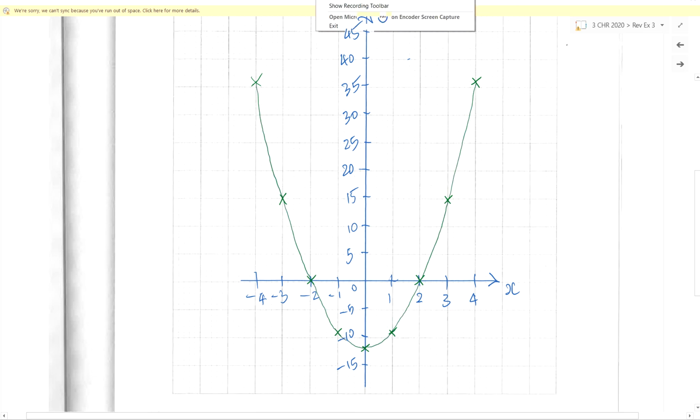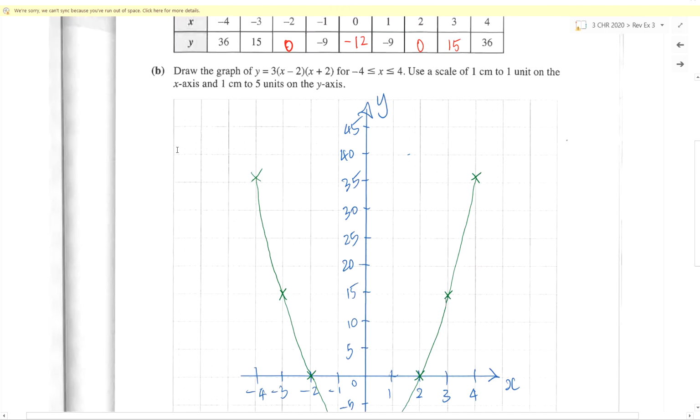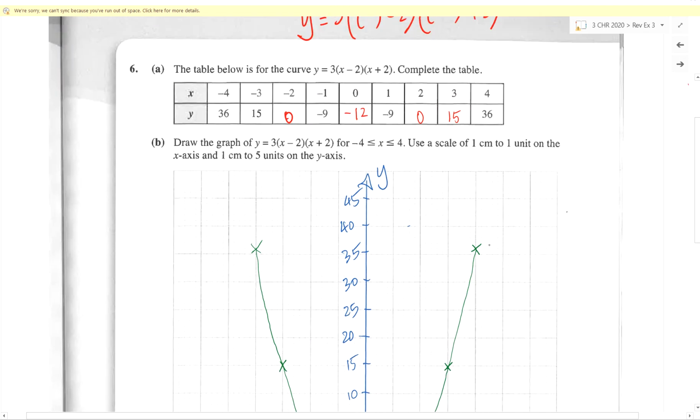We need to label. What's the name of this graph? Y equals to 3 times of x minus 2, x plus 2. That is the name of this graph.